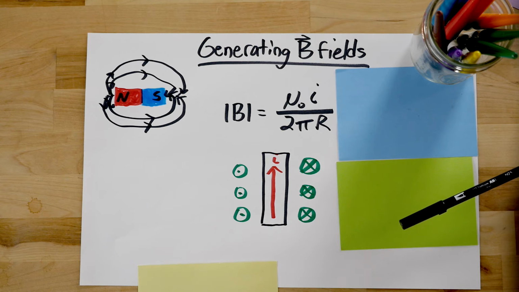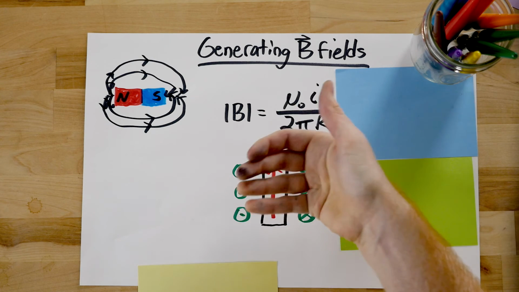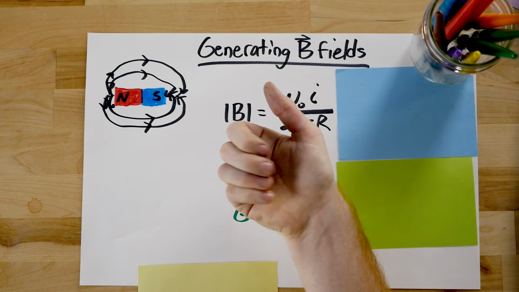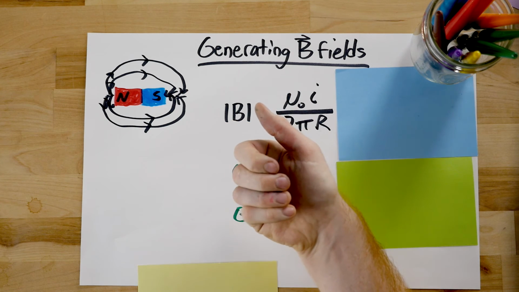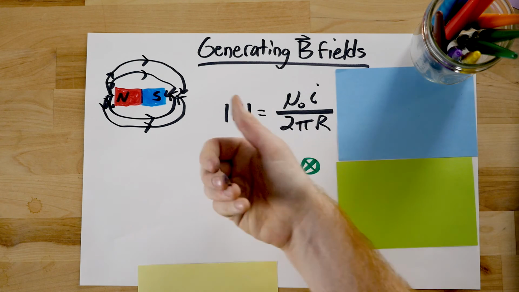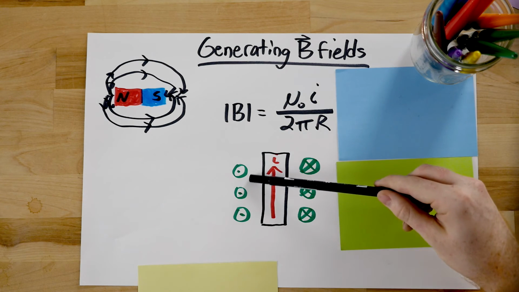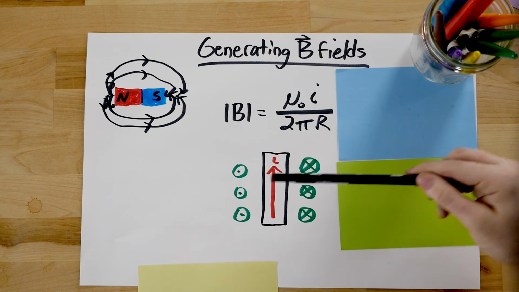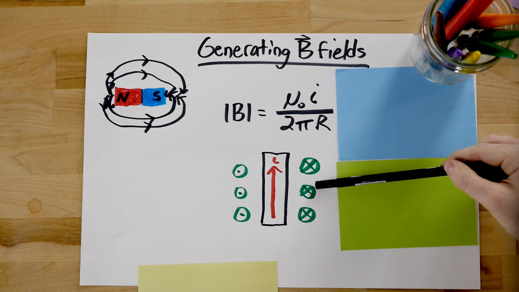So what direction does the magnetic field point? Say hello to a new kind of right-hand rule. Point your thumb in the direction of the current and curl your fingers around the wire. The way you curl your fingers is the direction of the magnetic field. So with this current going up, when I curl my fingers, the magnetic field would be coming out of the page on the left and going into the page on the right.